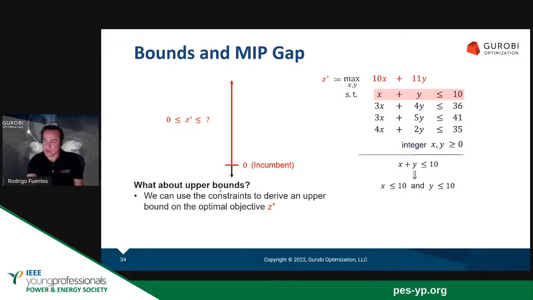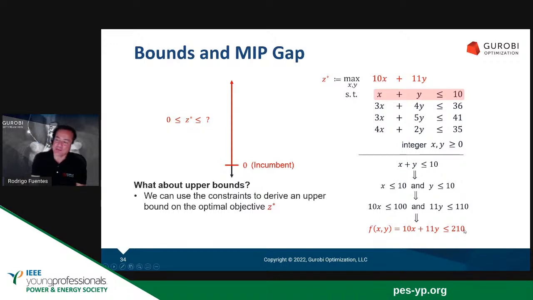If you multiply those two inequalities by 10 on the x factor and 11 on the y factor to mimic what we have in the objective function, right? We're doing this multiplication here in the last row to construct what we have in the objective. So if you do that and then you add up these two inequalities, you end up with 10 times x plus 11y, which is our objective function, cannot be more than 210, which is 100 plus 110. That means that our objective cannot exceed, by constraints, 210, right?